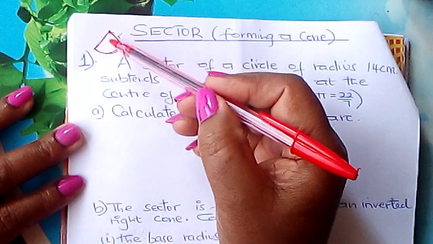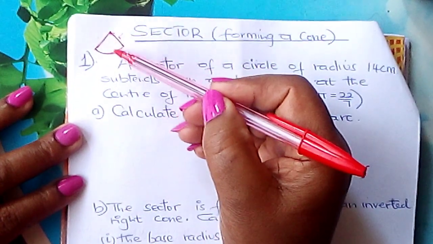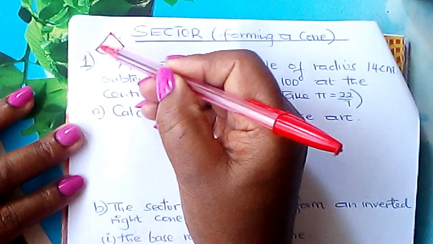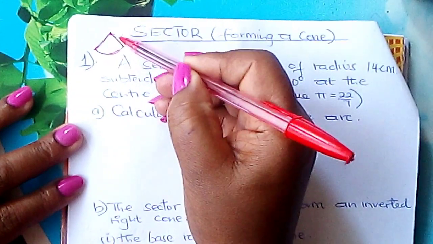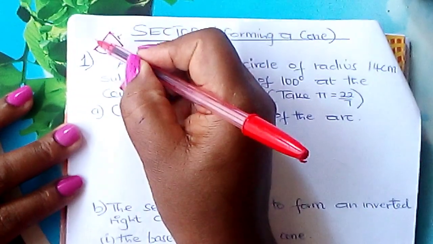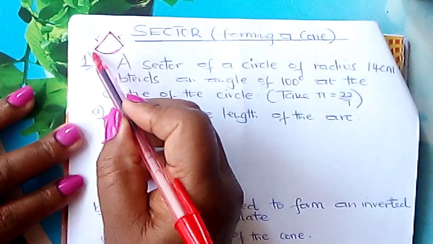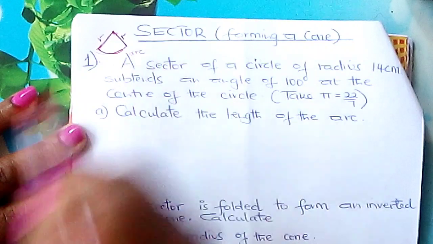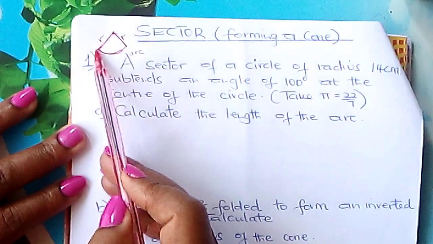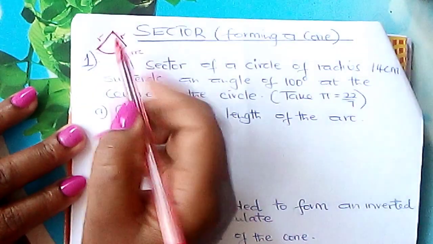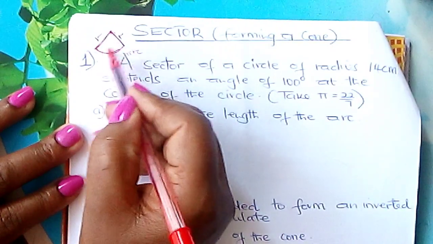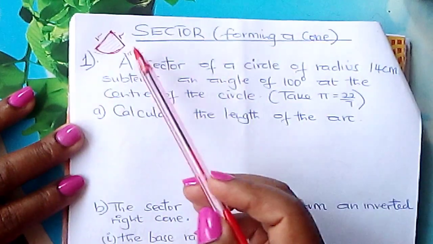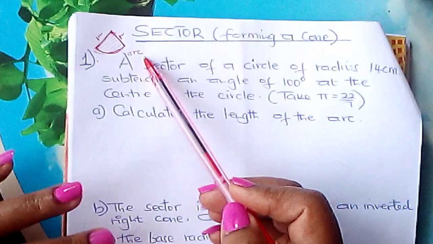It is a part of a circle that looks like this, whereby it is enclosed by two radii. This is a radius, learner, and this is another radius and an arc. Look at this. This is an arc. Two radii and an arc. So this part of a circle, learner, which is enclosed by two radii and an arc, is called a sector.